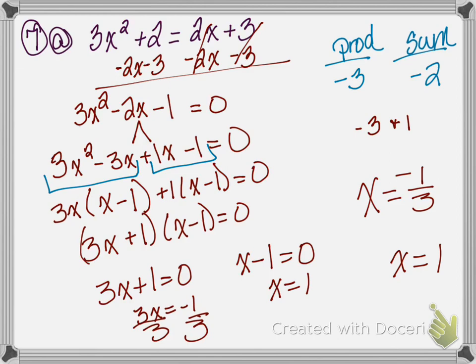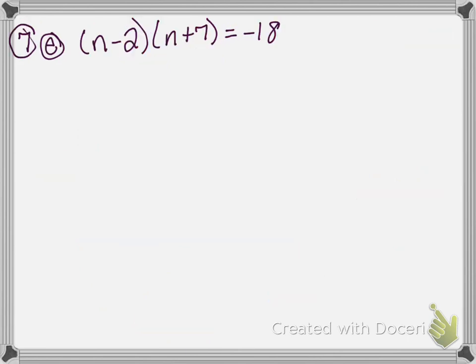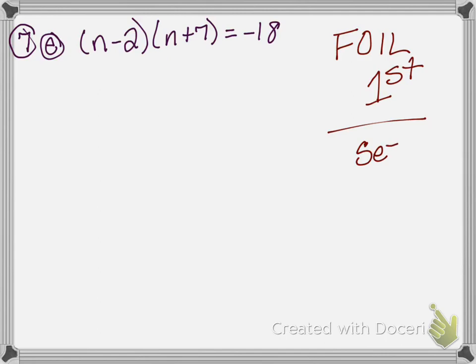Okay, now we are going to do 7e. What we have to do with this one is we have to FOIL first. This is not set equal to 0, so we have to FOIL first, then we have to set it equal to 0. That's what we have to do right here.